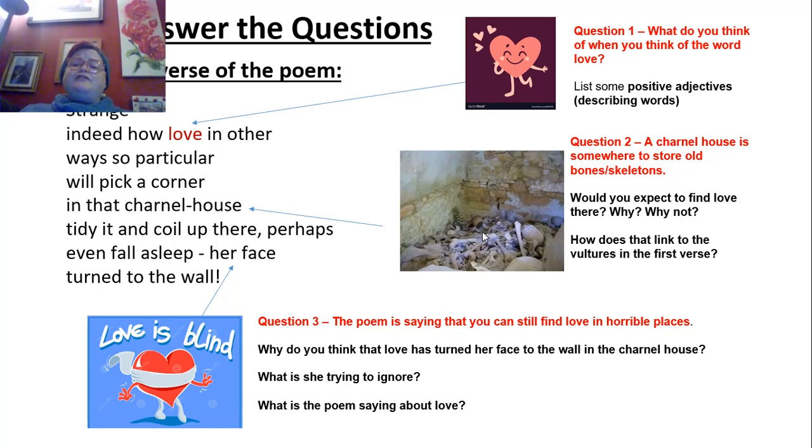Question 3 at the bottom. The poem says that you can still find love in horrible places. Why do you think Love's turned her face to the wall in the charnel house? Why is she looking away rather than looking through the room? What is it that she's trying to ignore? And what does the poem say about love?